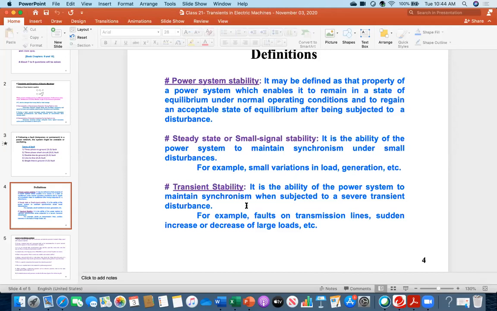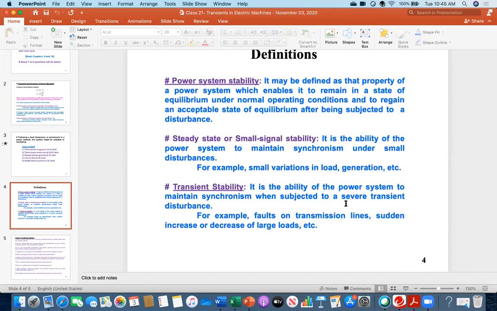And then transient stability is the thing we are discussing today. It is the ability of the power system to maintain synchronism when subjected to a severe transient disturbance, for example, faults on a transmission line, or a sudden increase or decrease of large loads. Like nothing happened, no fault, no disturbance, no thundering, no lightning, but suddenly you change some of the loads in industry. A large load means maybe 50 megawatts or 20 megawatts. Suddenly you disconnected or connected it. That will cause a problem.